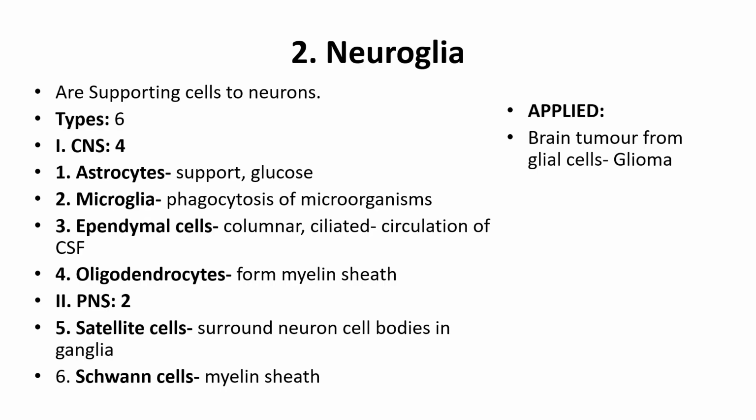Fourth is the oligodendrocytes, and the function of the oligodendrocytes is to form the myelin sheath around the axon. Peripheral nervous system, so there are two types.